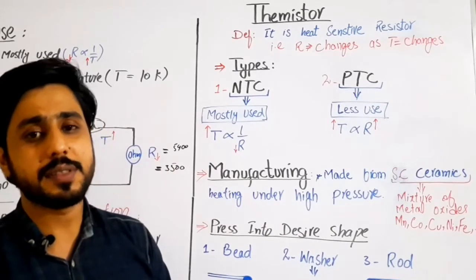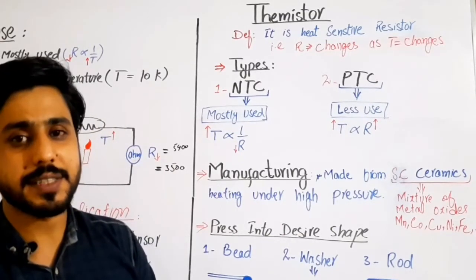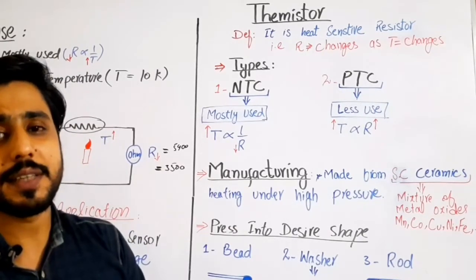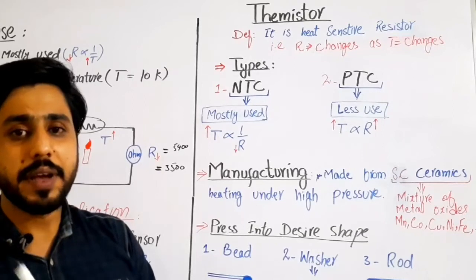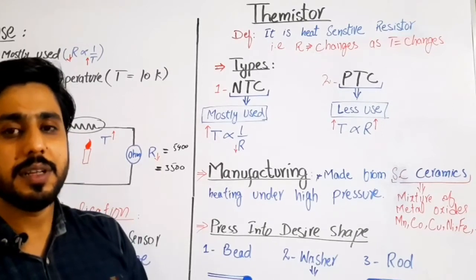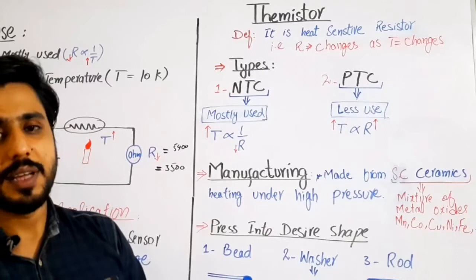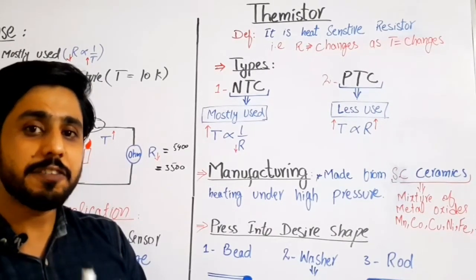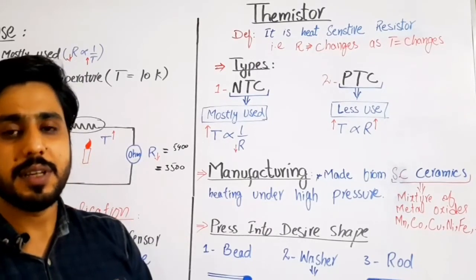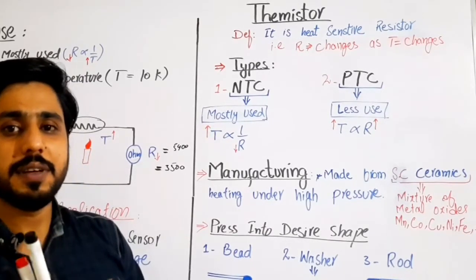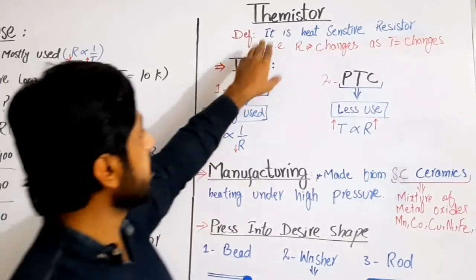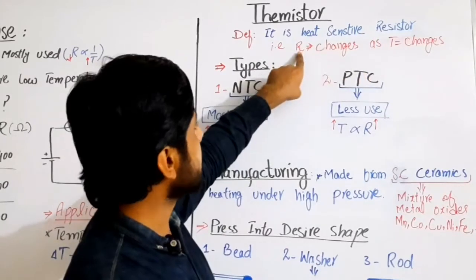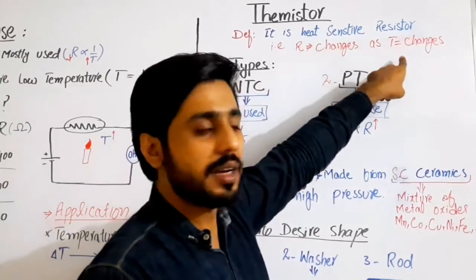What is a thermistor? A thermistor is basically a device which is heat sensitive. What is meant by heat sensitive? Heat sensitive means whenever there is a change in temperature, there will be a change in resistance. With the change in temperature, there will be a change in resistance, which is meant by heat sensitive resistor. So we see its definition. It is a heat sensitive resistor, which means resistance changes with the change of temperature.